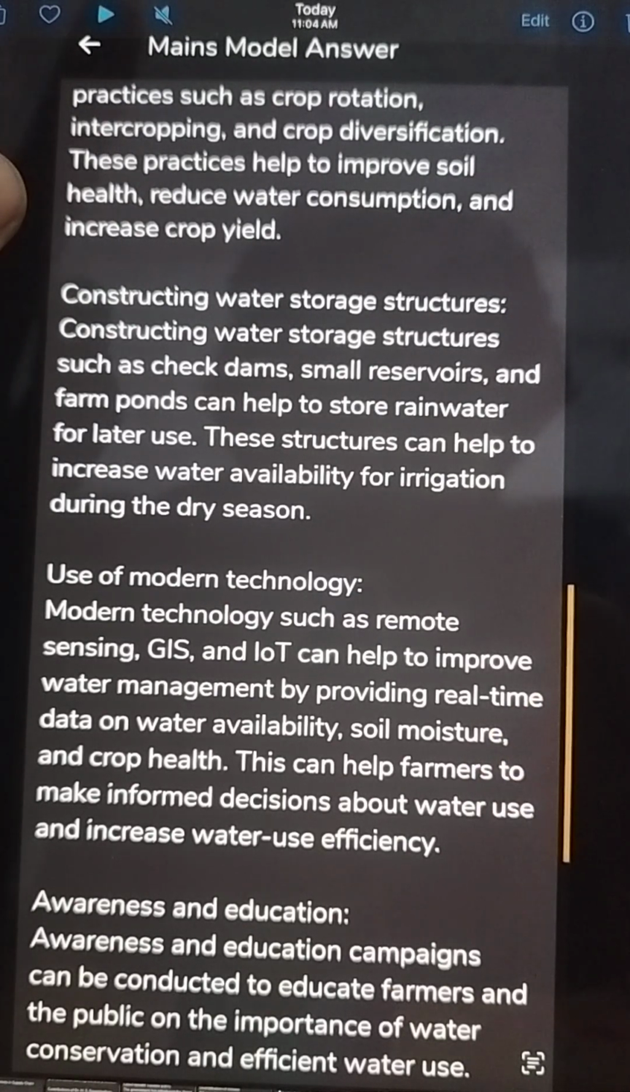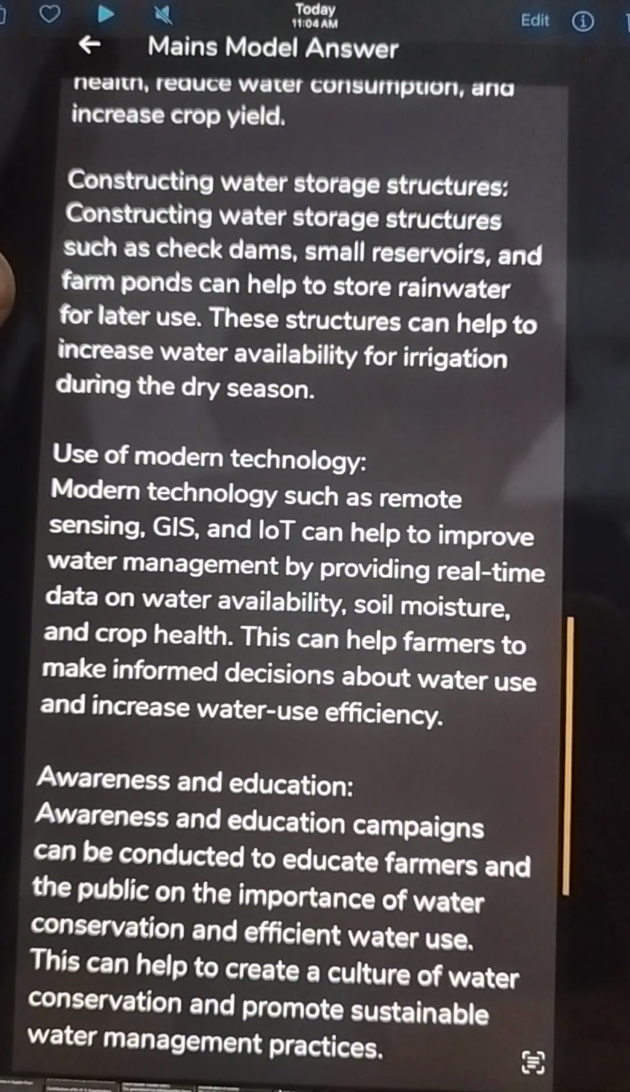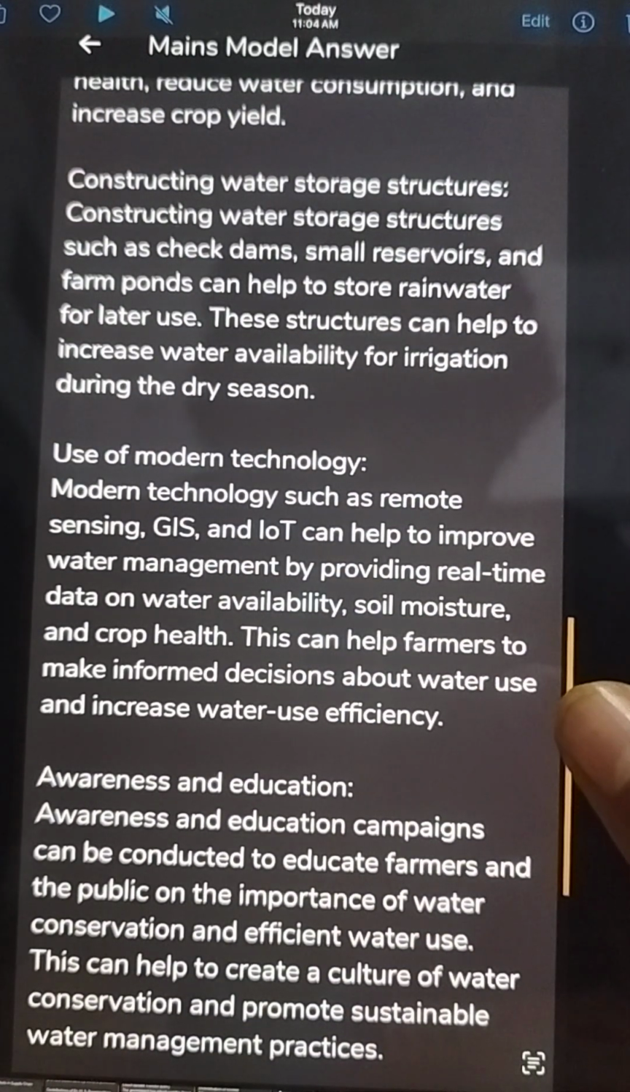Then comes use of modern technology. Modern technology such as remote sensing, GIS, and IoT can help to improve water management by providing real-time data on water availability, soil moisture, and crop health. This can help farmers to make informed decisions about water use and increase water use efficiency.